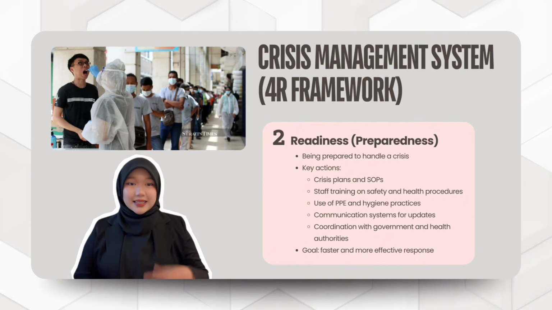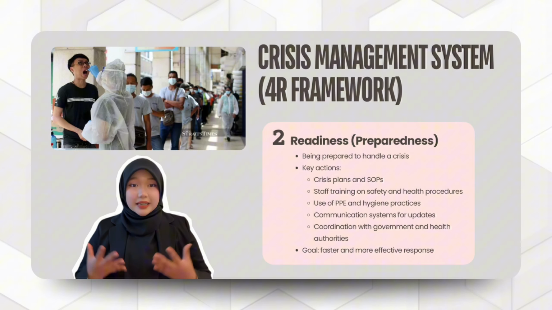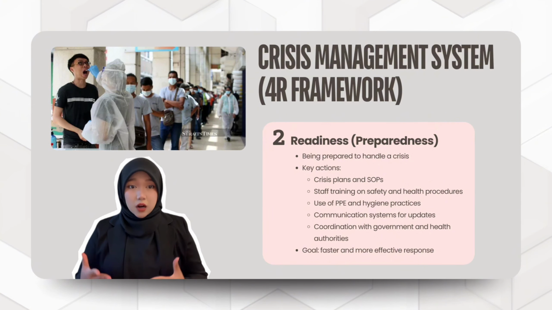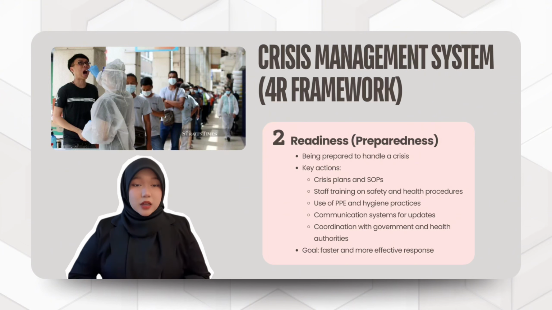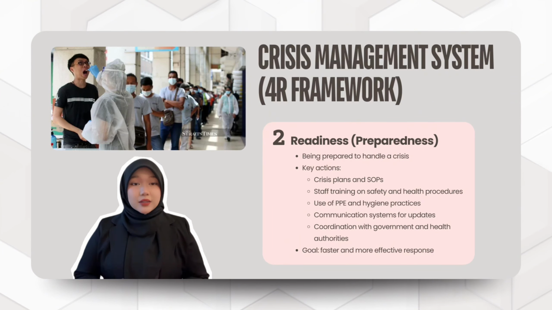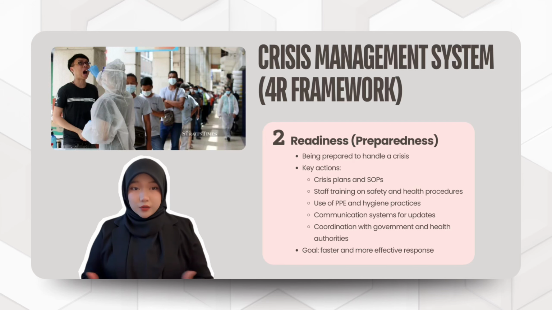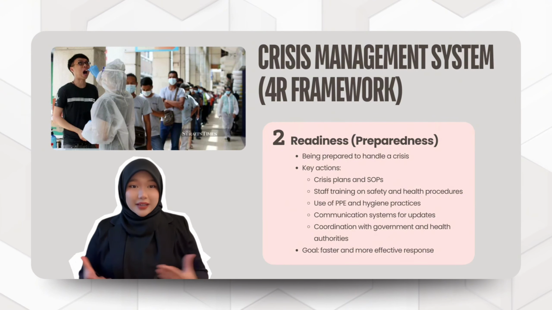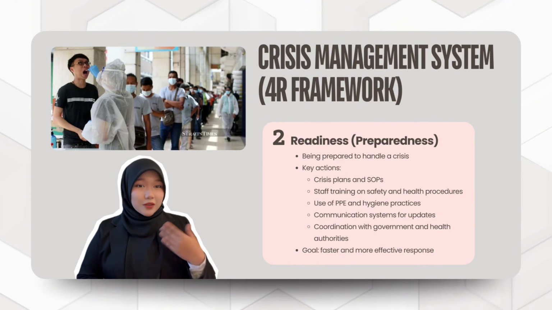The second stage is readiness or preparedness. Readiness refers to how prepared organizations are to handle a crisis when it happens. During the pandemic, tourism organizations developed COVID-19 response plans and trained staff on health protocols. Clear communication systems were set up to share updates with employees and tourists. Governments worked closely with health authorities and tourism bodies to provide guidelines. This level of preparation helped reduce confusion and allowed faster decision making.